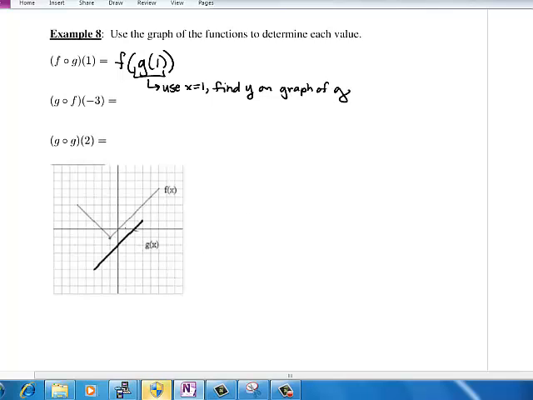So when x equals 1, the y value from the graph of g appears to be negative 1. So I get negative 1 for just that g of 1 value. So then what I would do is I would replace g of 1 with negative 1. So in symbols, g of 1 is the same as negative 1. So if I wanted f of g of 1, I really want f of negative 1. And that's telling me then use x equals negative 1, find y on the graph of f.